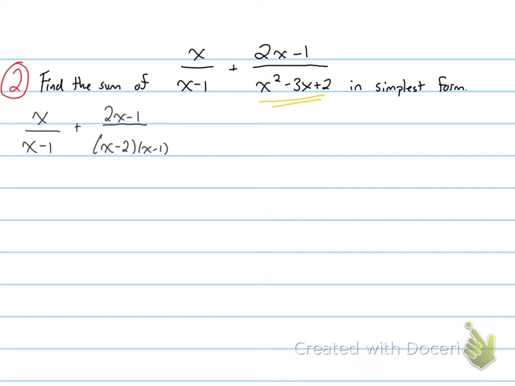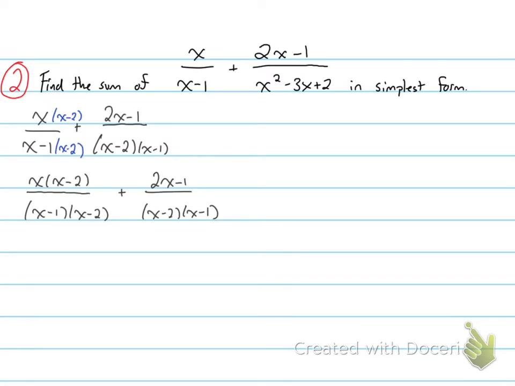If I multiply that first expression on top and bottom by x minus 2, that's going to get me to have two denominators that match up. So now I have this. Again, now that the denominators match up, I could write this all as one big fraction. So I'm going to rewrite that as x times x minus 2 plus 2x minus 1 all over that common denominator. And now I'm really just going to simplify the numerator.